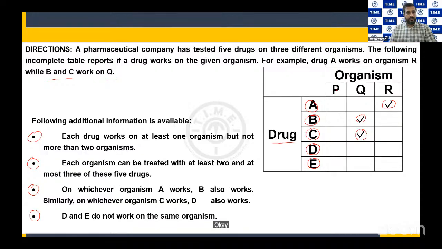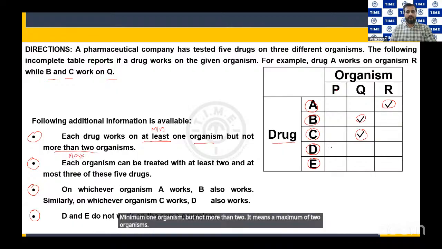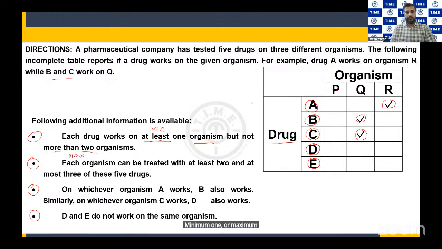Now, if each drug means A, B, C, D, E works on at least a minimum of one organism, but not more than two, it means a maximum of two organisms. Minimum one or maximum two. So each drug should work on a minimum of one and a maximum of two.